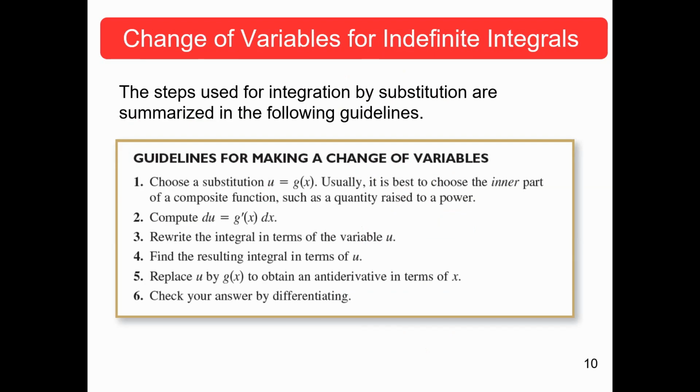So, steps used for integration by substitution are summarized here. First thing, you want to choose a substitution, u equals some function. Usually it's best to choose the inner part of a composition function, such as a quantity raised to a power. Okay? We want to compute du equals the derivative of g times dx. And we're going to rewrite the integral in terms of u, and then find the integral in terms of u. Now, once we've solved that, we can go back and replace that u with our original function to get the antiderivative in terms of x. And the last thing we can always do is check our answer by differentiating.